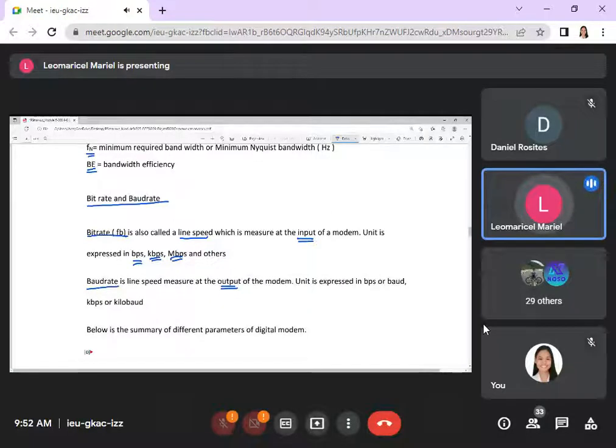Units expressed in bps or baud, kbps or kilobaud, mbps or megabaud. So pwede din siyang tawagin siyang kbps, bps, mbps. So pwede siyang tawagin both. Pero sa bitrate natin, ito lang yung mga units na pwede sa kanya. Nagets?